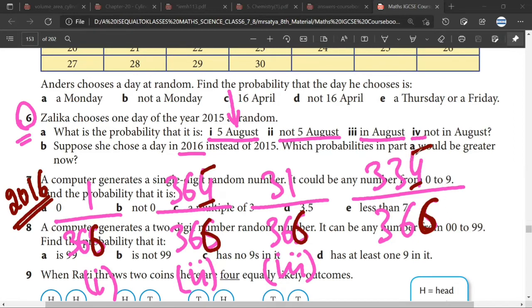Now, Mr. Satya, what you will need to do is compare. You can use the calculator to reduce these fractions into decimals, and then you can find which probability in part A would be greater. Have you understood what I have said? Yes, sir. You need to do that as homework. Okay, sir. Any doubt? No doubt.